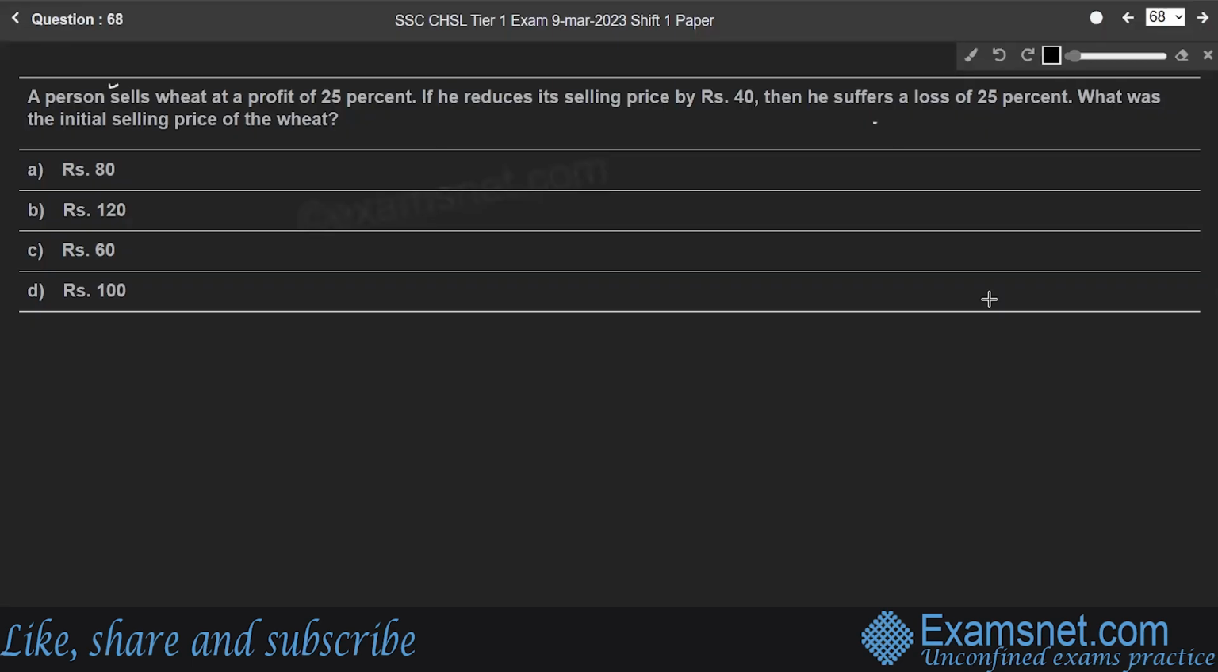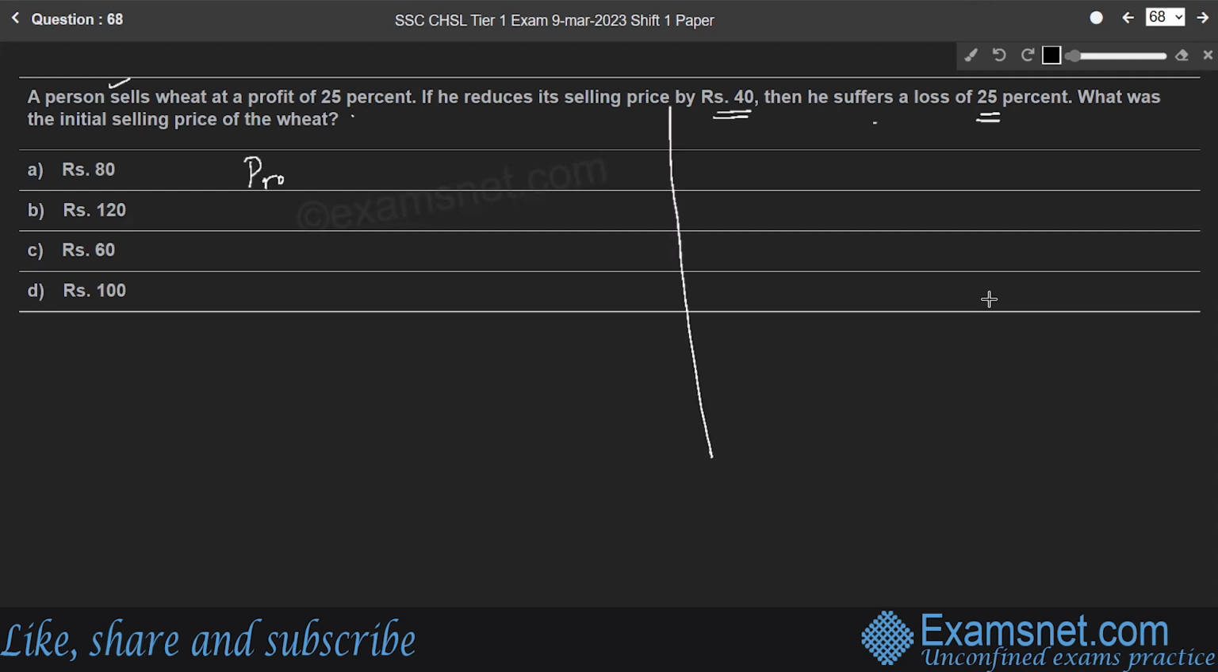Question 68. A person sells wheat at a profit of 25%. If he reduces its selling price by 40 rupees, then he suffers a loss of 25%. What was the initial selling price of the wheat? Here, students, we have two parts. So, where in first case there was a profit, in the second case there was a loss, right? So, we'll take two parts, right?